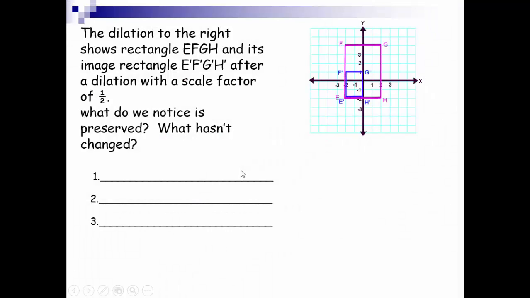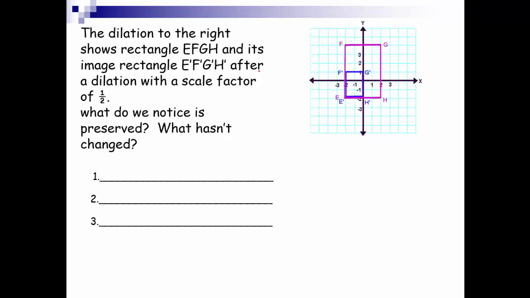Now let's talk about the properties preserved. The dilation to the right shows rectangle EFGH and its image, which is rectangle E prime, F prime, G prime, H prime, after a dilation with a scale factor of 1/2. What do you notice is preserved? What hasn't changed? Well, let's take a look.